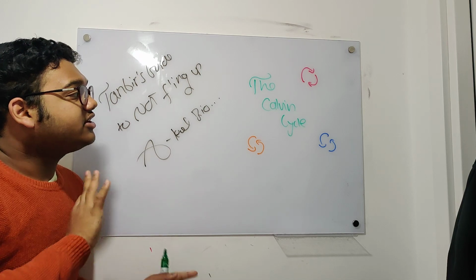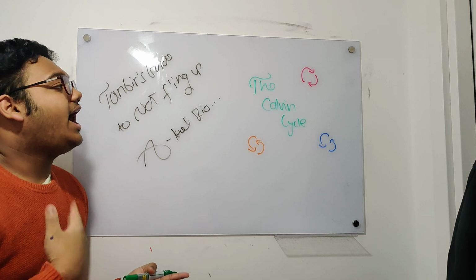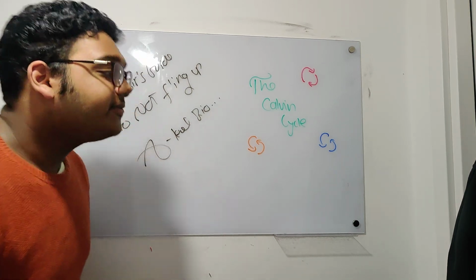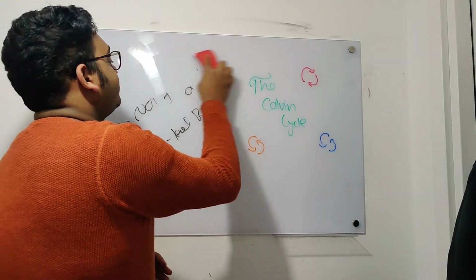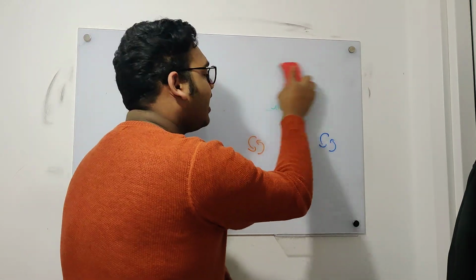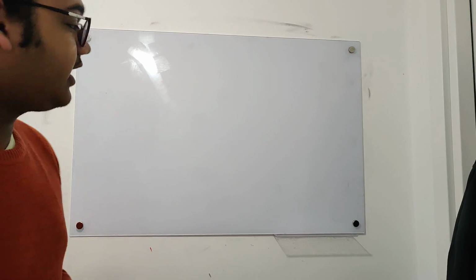And I know the numbers and stuff can get really confusing, so we're going to slowly build it up as we're going through the cycle itself. So let's get started. The first thing I'm going to talk about is a few basic key ideas that you need to know before we begin talking about the Calvin cycle.